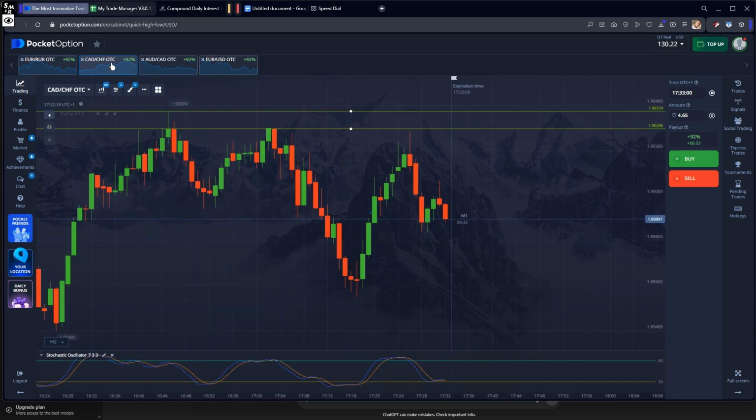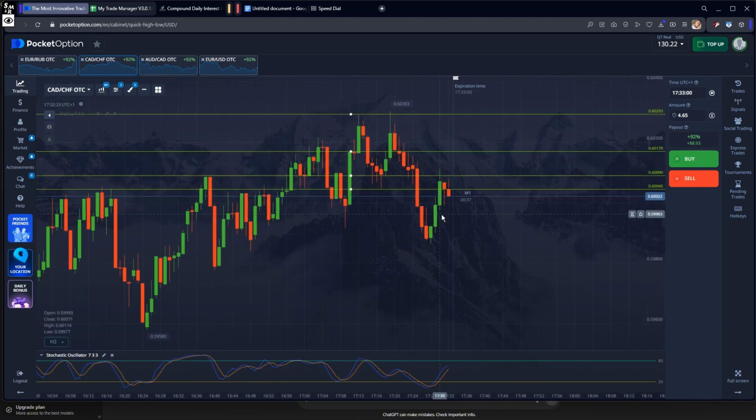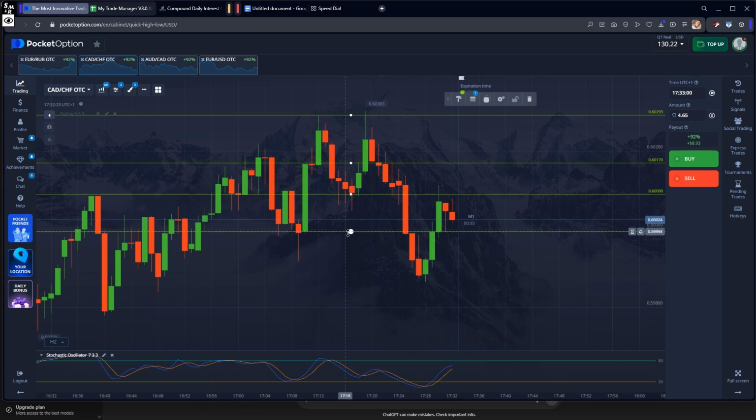So this is now less than 92%. Now, this was a trend continuation setup. I would have taken this trade. For sure, I would have taken this trade. This is an example of a trend continuation setup.